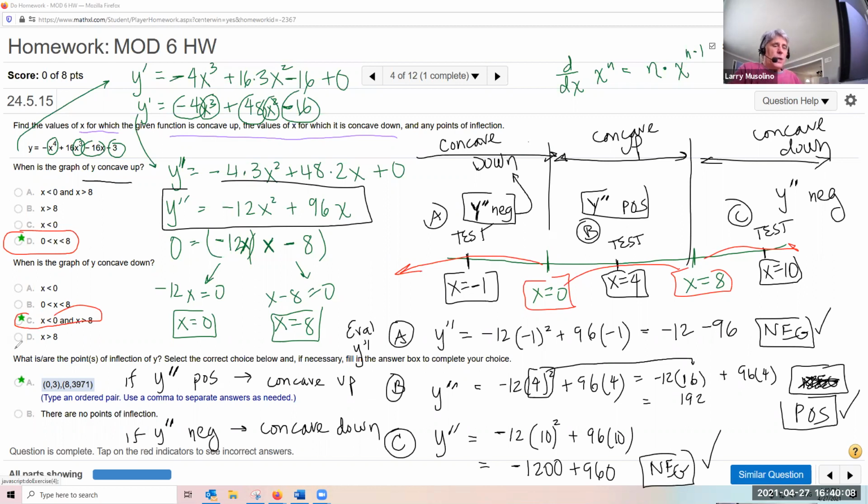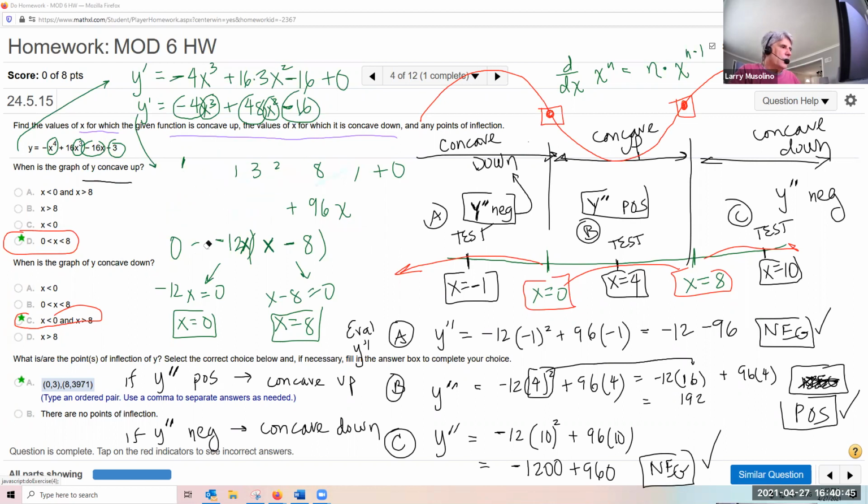Okay, then it wants to know, what are the points of inflection? Well, a point of inflection is any point where the graph changes concavity. Here the graph was concave down, but now it flips to concave up. Now again, it flips to concave down. So these points are called points of inflection. Wherever the concavity changes, it's a point of inflection. Let me just erase some of this here.